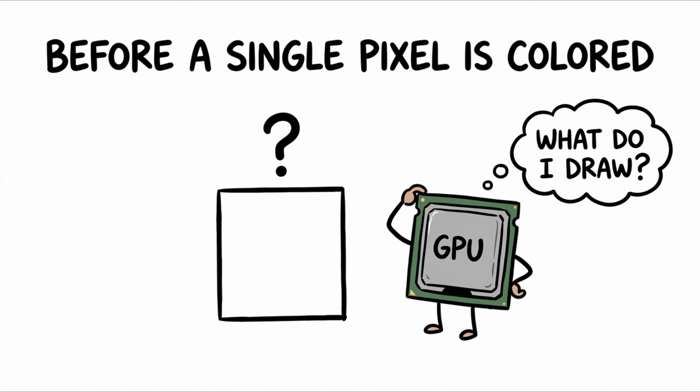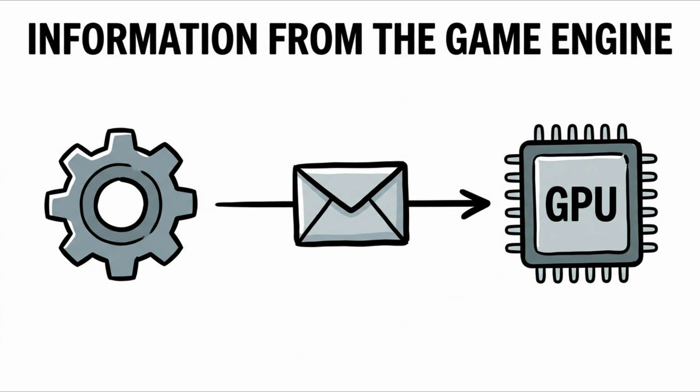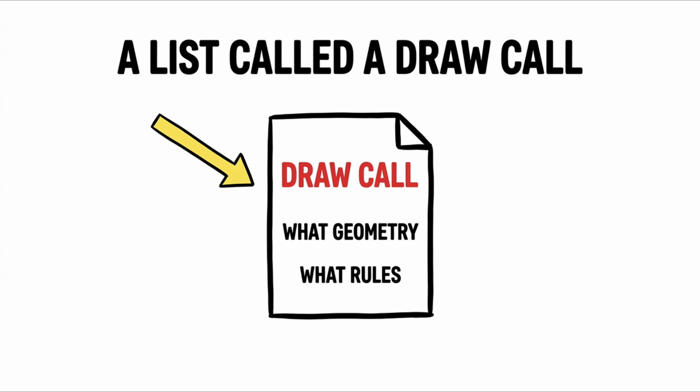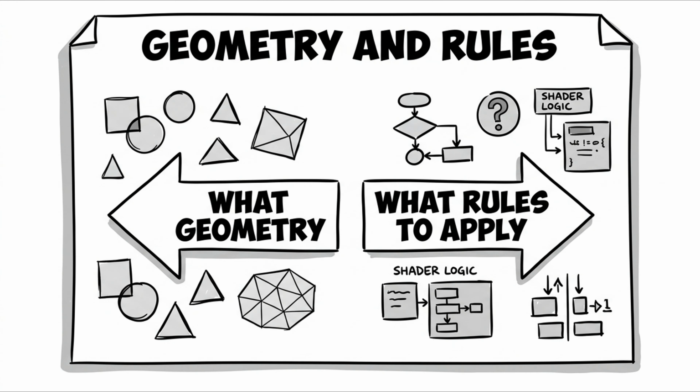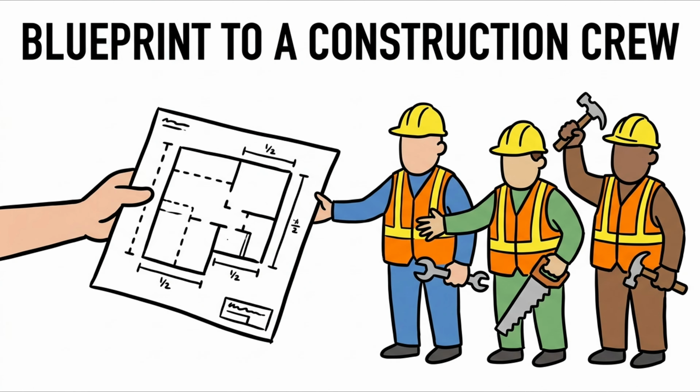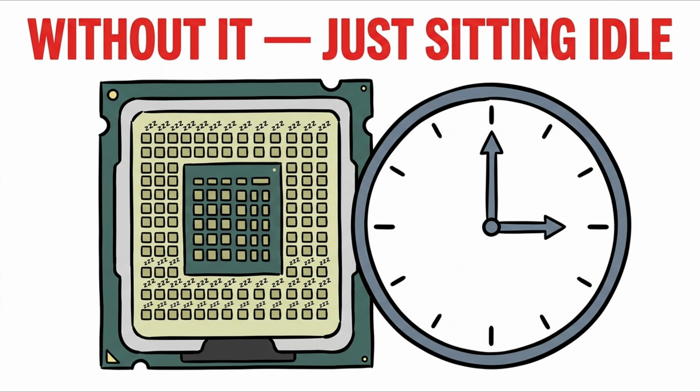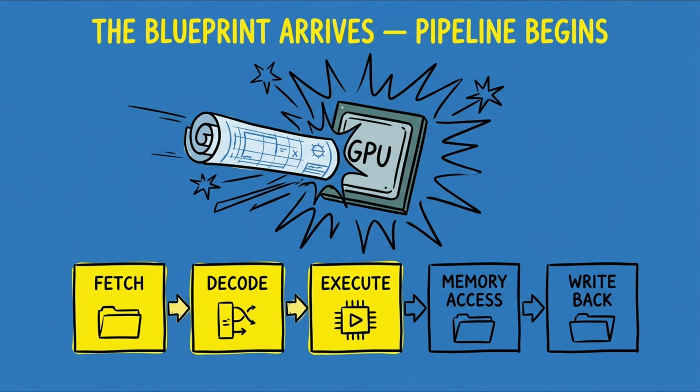Before a single pixel is colored, your GPU has to know what it's supposed to draw. That information comes from your game engine, which packages up a list called a draw call. A draw call is a set of instructions that tells the GPU what geometry to process and what rules to apply to it. Think of it as the blueprint handed to a construction crew. Without it, all those thousands of cores are just sitting idle. The blueprint arrives. The pipeline begins.